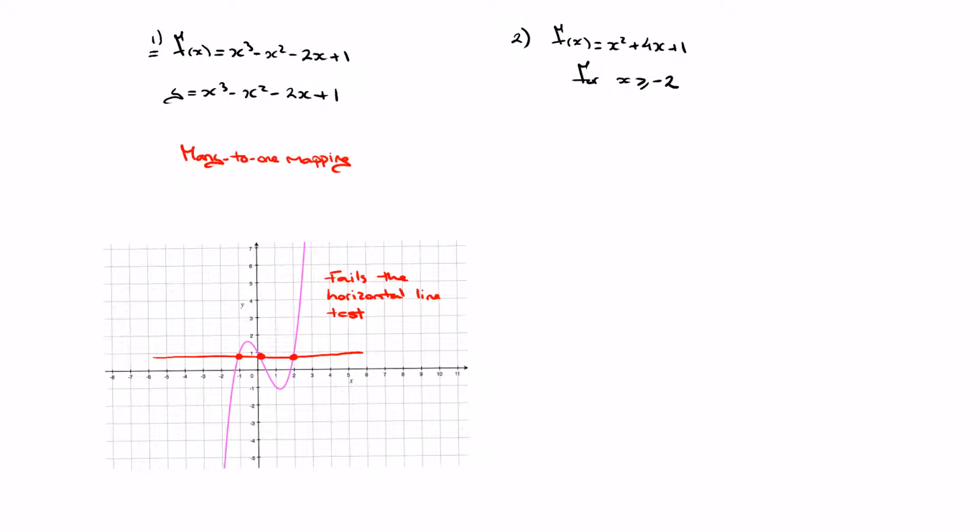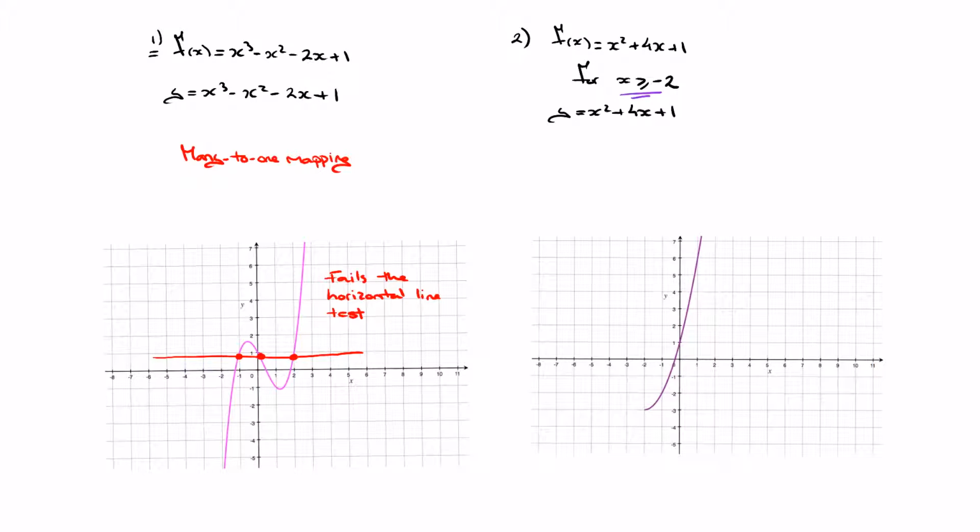Well, again, our first step really is to draw this function's curve. So that would be y equals x squared plus 4x plus 1. And in this case, we only draw it for x greater than or equal to negative 2. We can see that that's specified in the question. Now, doing so, we find something looking like this.